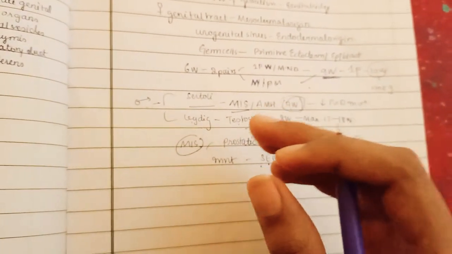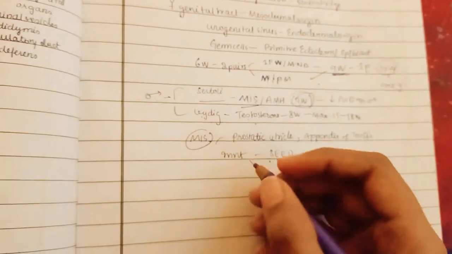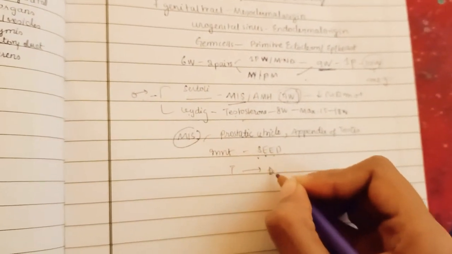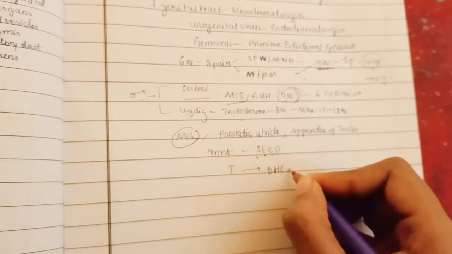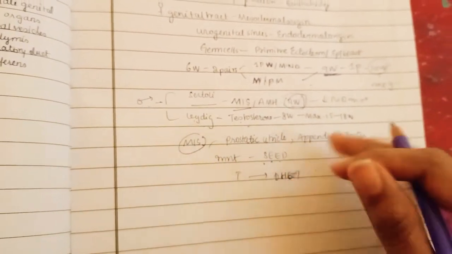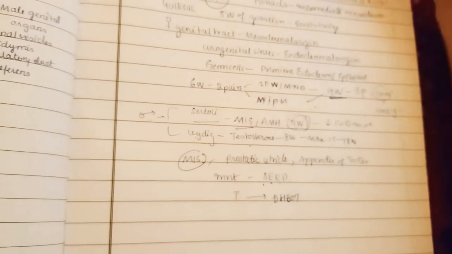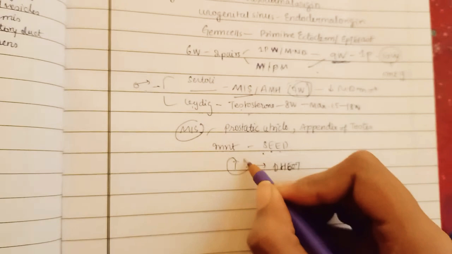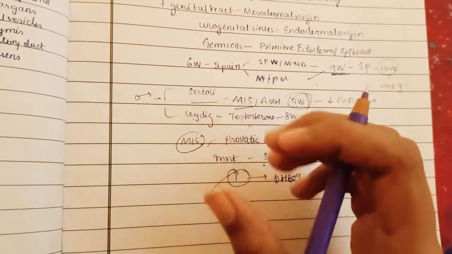But this testosterone also forms external genitalia. To form that, testosterone should be converted into dihydrotestosterone. When it is converted into dihydrotestosterone, then it can form the external genitalia. So testosterone is responsible for scrotal descent of testes, whereas Sertoli cells or that MIS will do the abdominal descent.